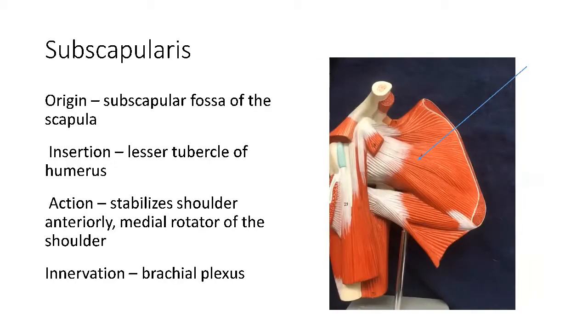Subscapularis is the fourth muscle. It's the only one from the anterior of the scapula. So the subscapular fossa is on the anterior of the scapula, and it is also going to go to the lesser tubercle, not the greater tubercle. So it's the odd one out. It's anterior, it goes to the lesser tubercle, and so therefore it stabilizes anteriorly, and it is the medial rotator. So it works a lot with teres major, because teres major also goes to that lesser tubercle, and it will come anterior. The innervation is the brachial plexus. That is the end of the shoulder muscles.